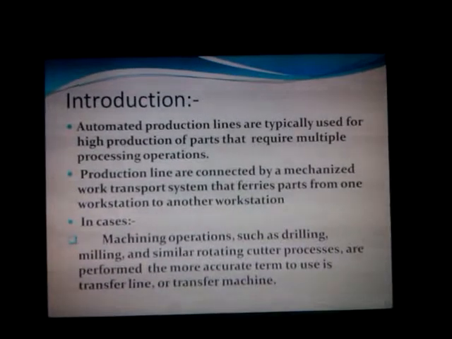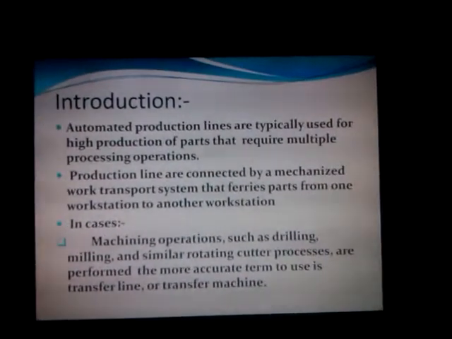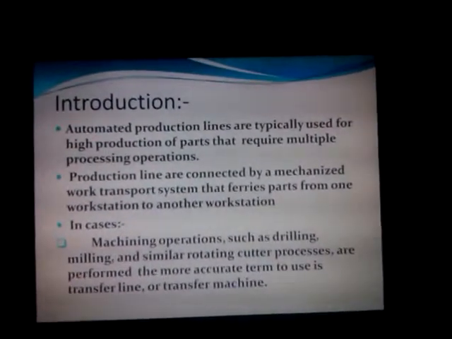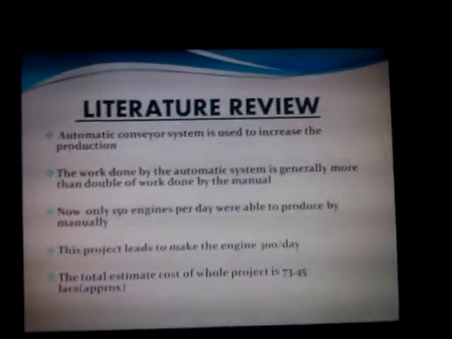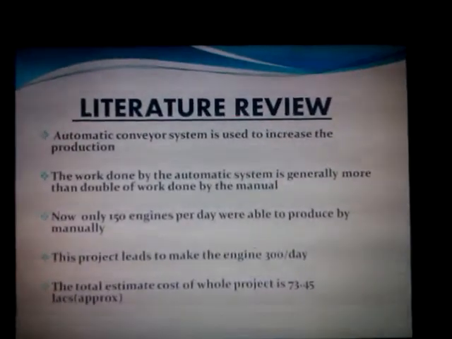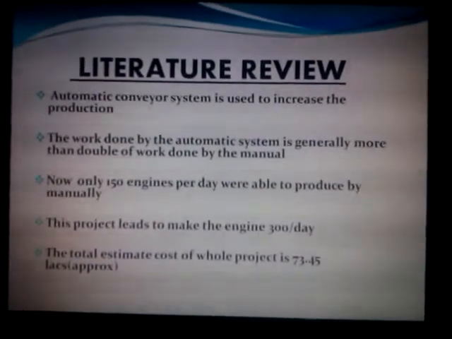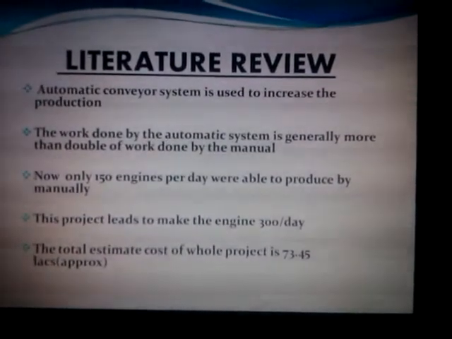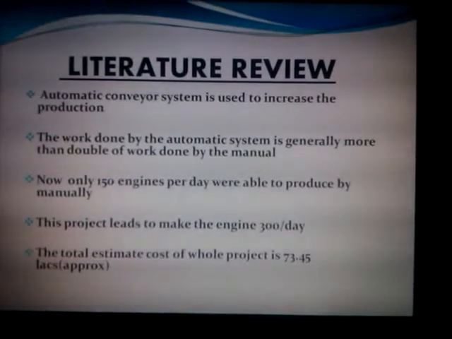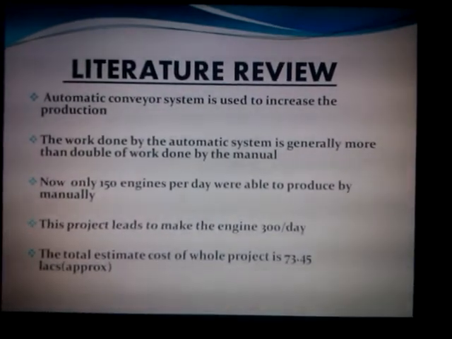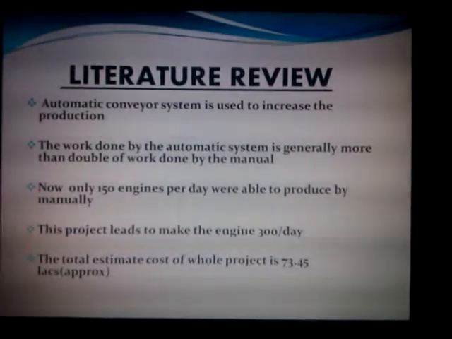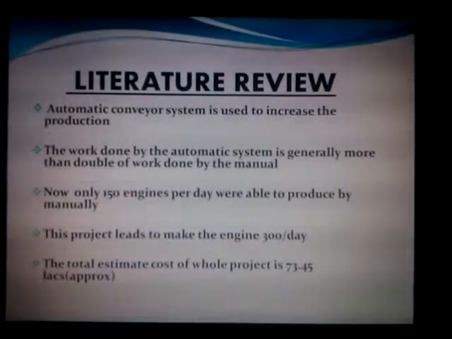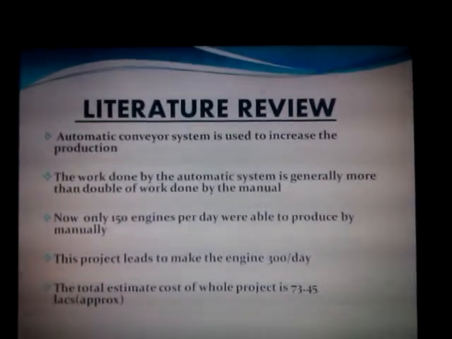If you come to the introduction part, automatic production is typically used for high production of parts that require multiple processing operations. Now if you come to the literature review, generally this project was used to increase the production rate. The work done by the automatic system is generally more than double the work done by the manual system. Manually we are only able to produce 150 engines per day, but this project helps to make 300 engines per day.